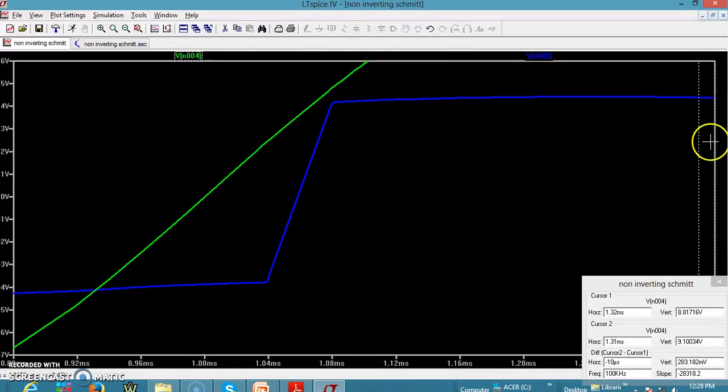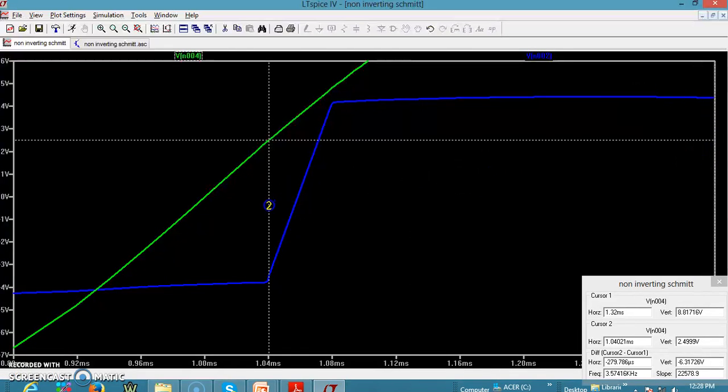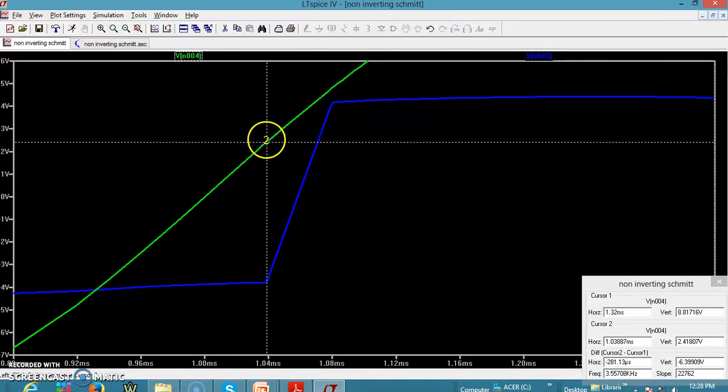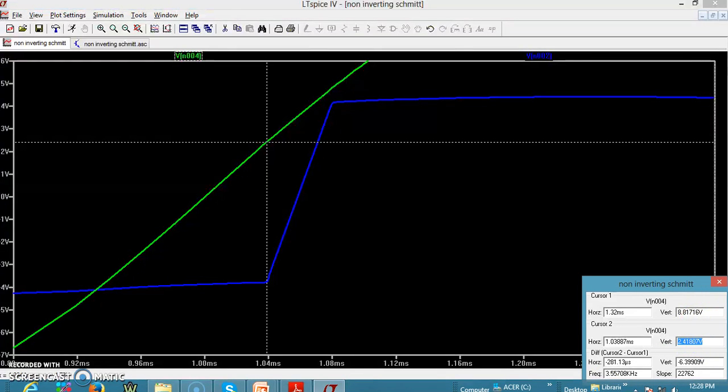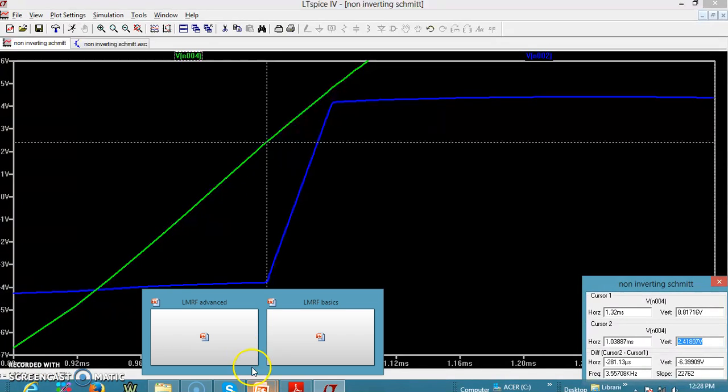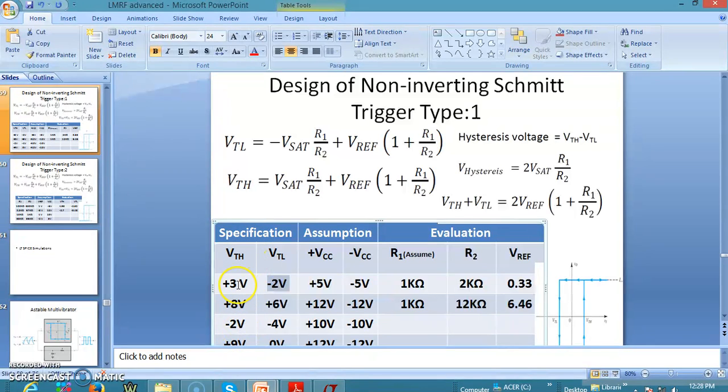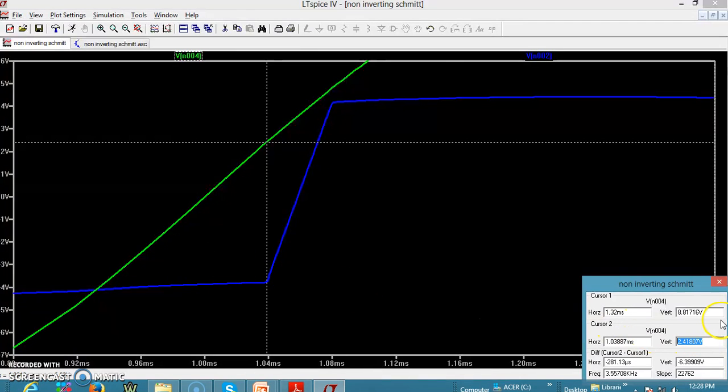Now let us see, this is the input voltage where the output is making a transition from minus Vsat to plus Vsat. The corresponding input voltage is 2.41. We actually expected a VTH of plus 3 volt. We are not getting exactly plus 3 volt because the plus Vsat is not exactly 5 and minus Vsat is not exactly minus 5. So this is the actual VTH, and the VTL was coming out to be minus 1.4.